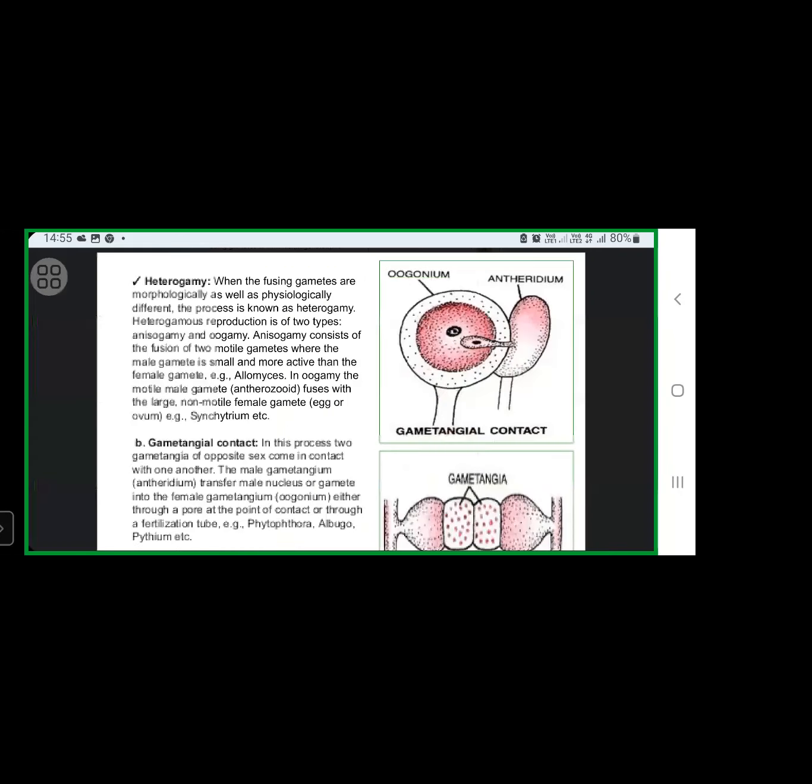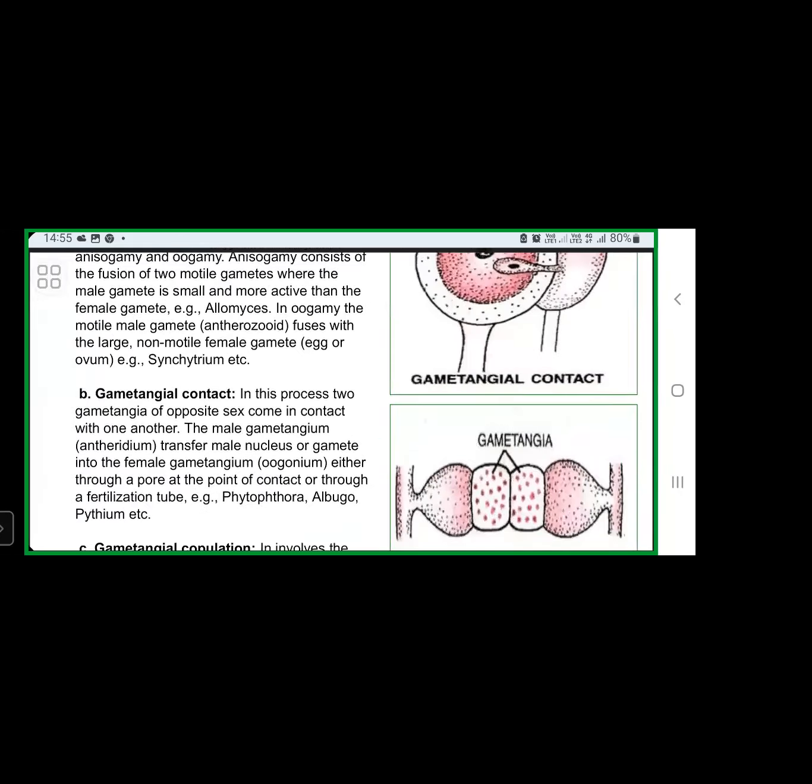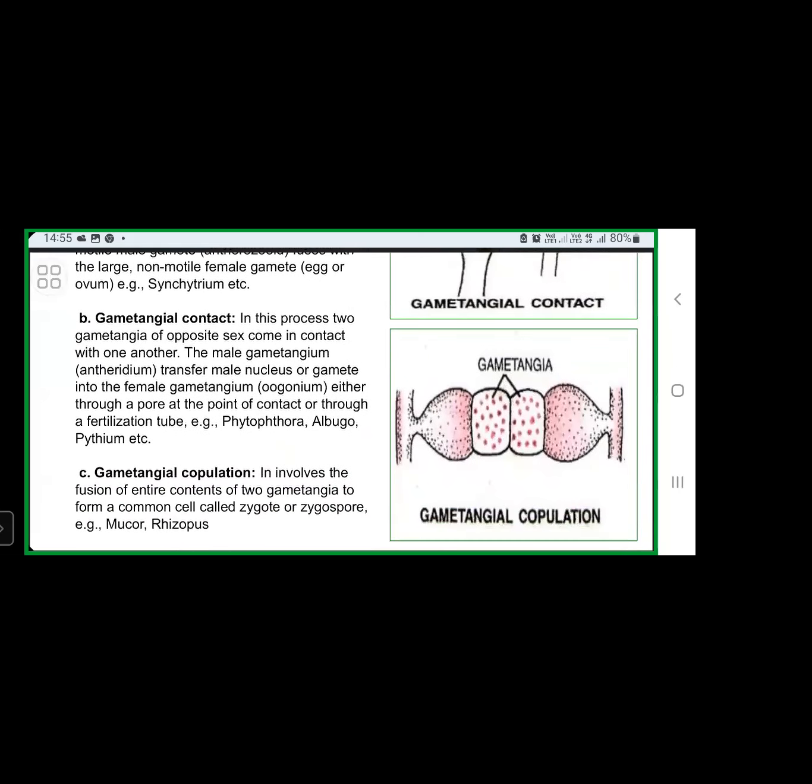In what type of fungal members will you see this kind of sexual reproduction? Phytophthora you can see, Albugo you can see. In Pythium also, this gametangial contact will take place. Examples for gametangial contact are Albugo, Pythium, Phytophthora, etc. Next, coming to the next type of sexual reproduction, which is called gametangial copulation. Here what will happen?